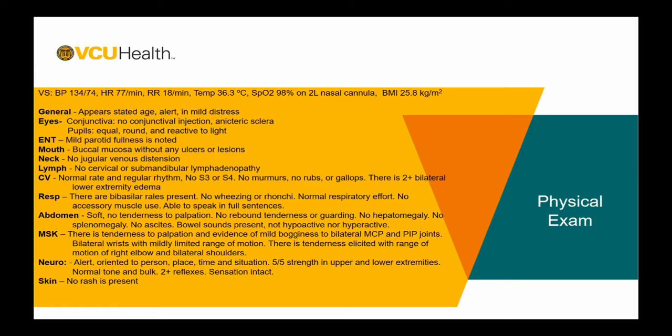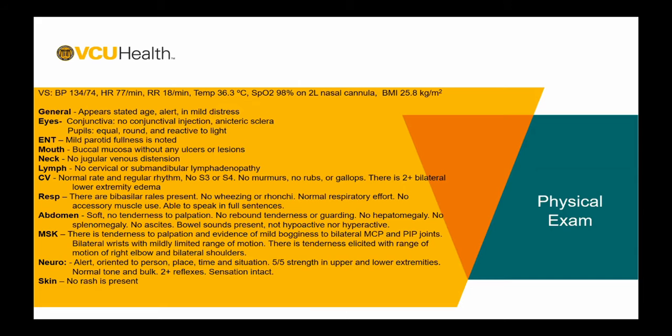On pulmonary exam, there were bibasilar rales present. There were no wheezing or rhonchi. She had a normal respiratory effort with no accessory muscle use. Abdomen, her exam was fairly unremarkable, soft, non-tender to palpation, no rebound or guarding, and no organomegaly appreciated.